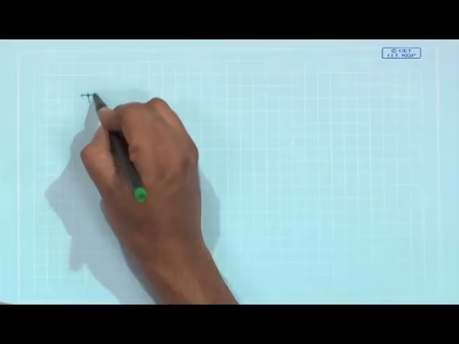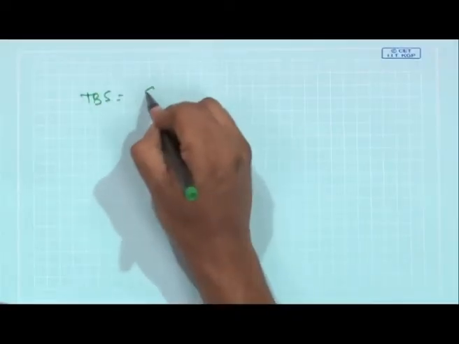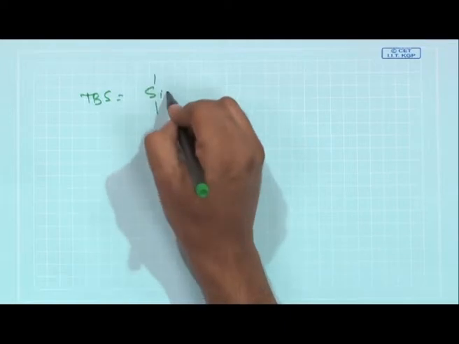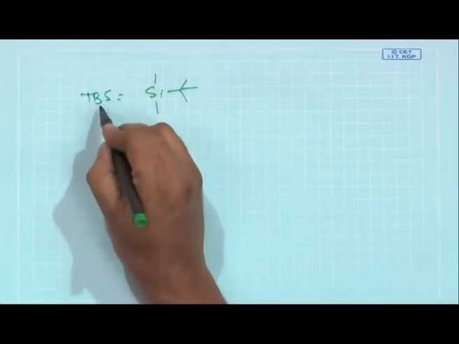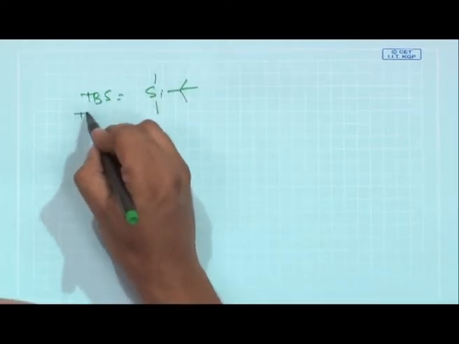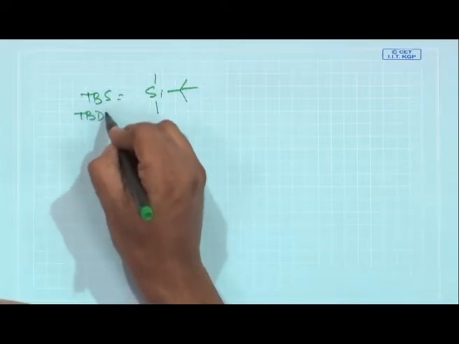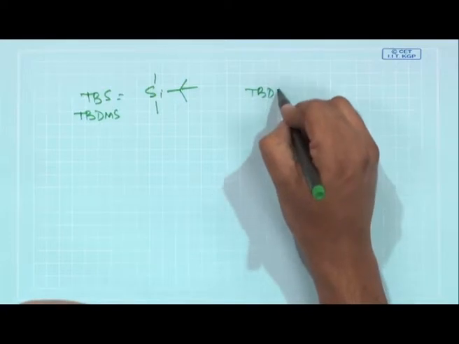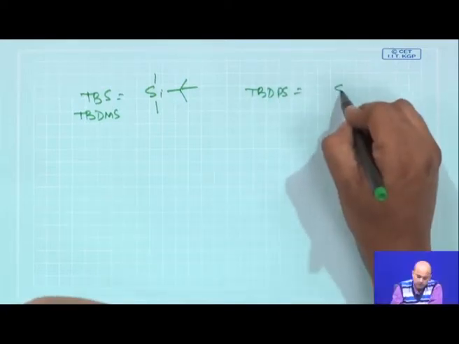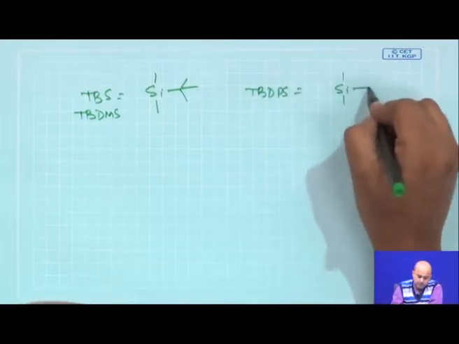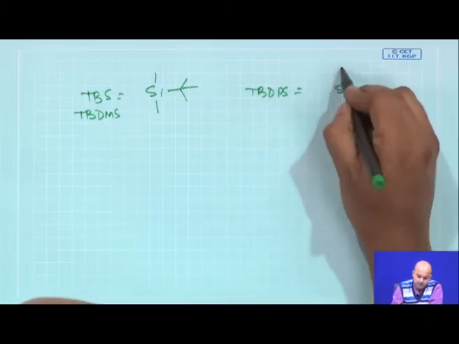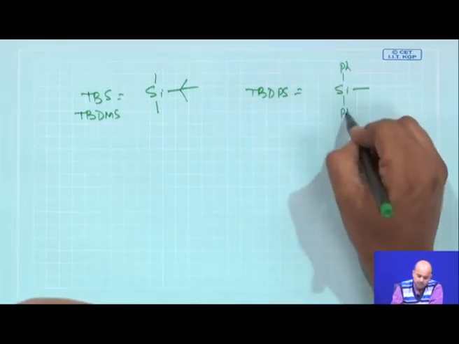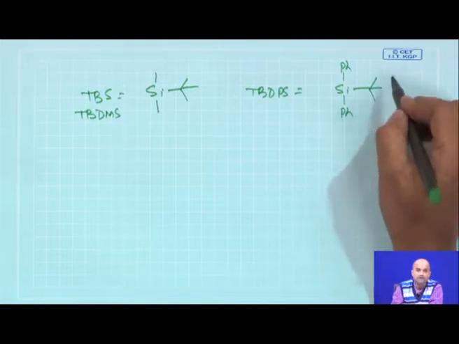Now, TBS, the structure which you have already seen earlier, is called tertiary butyl dimethyl silyl, sometimes also named TBDMS. For TBDPS, the structure has a silicon with tertiary butyl and diphenyl. So, 2 phenyl groups are there and you have a tertiary butyl, fine.